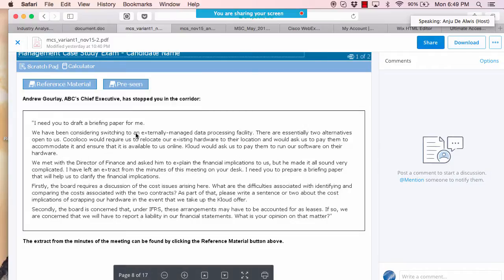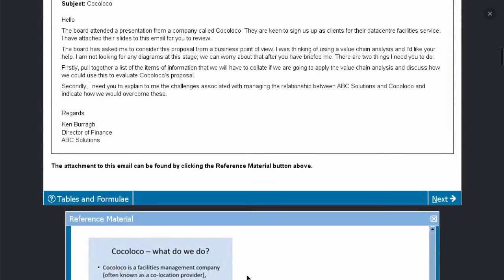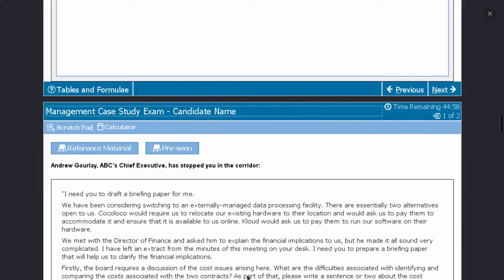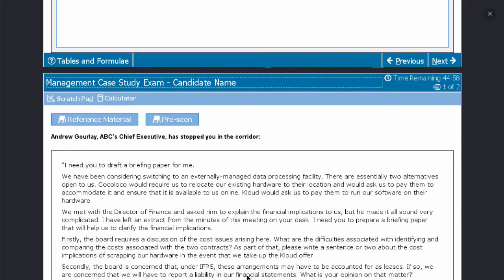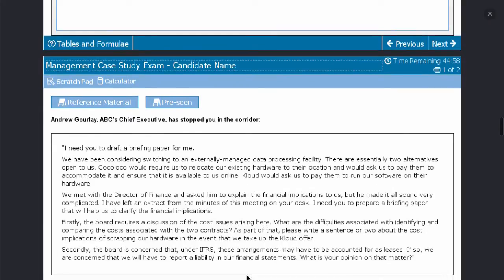Now, the CEO is asking you to do something. One second, I'm going to increase the size of this. We have been considering switching to an externally managed data processing facility. There are essentially two alternatives open to us. Cocoloco would require us to relocate our existing hardware to their location and would ask us to pay them to accommodate it and ensure that it's available to us online. Cloud would ask us to pay them to run the software on their hardware.